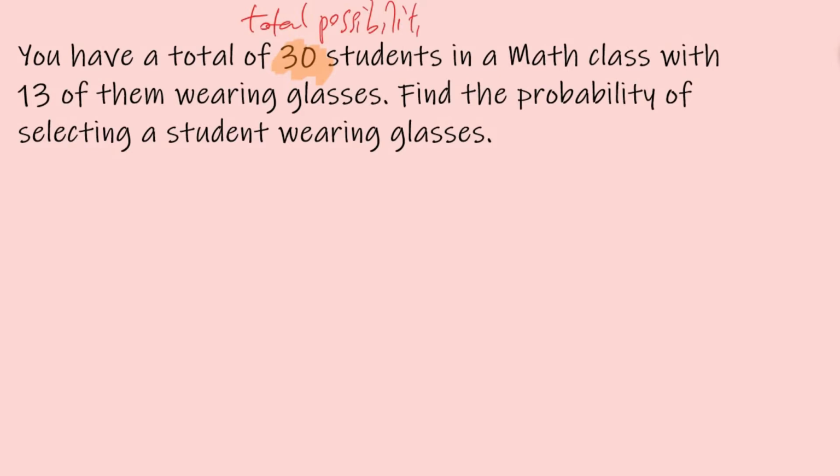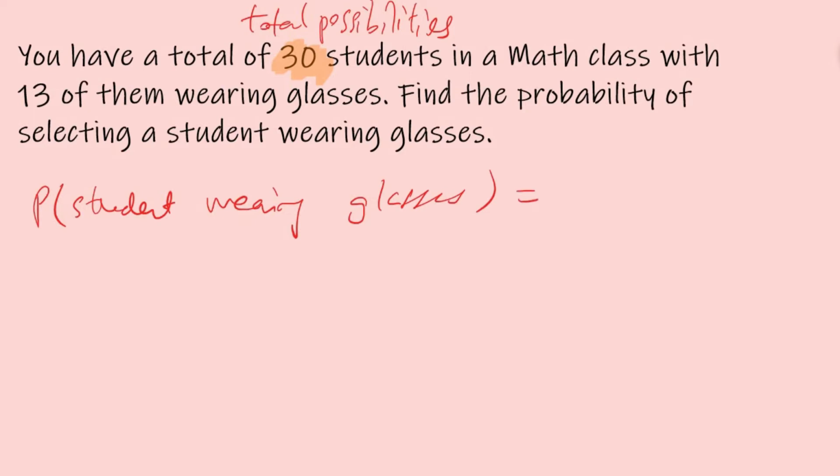Okay, and if I ask you to find the probability of selecting a student wearing glasses, then what is the probability? How many students do you have who are wearing glasses? 13 of them, right? And how many total students do you have? 30. So the probability, looking back at the formula that we have seen earlier on, will be 13 over 30.